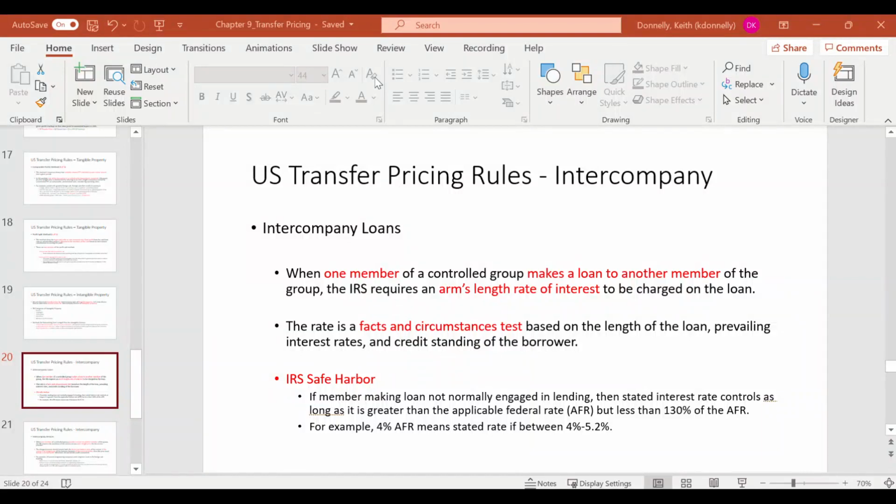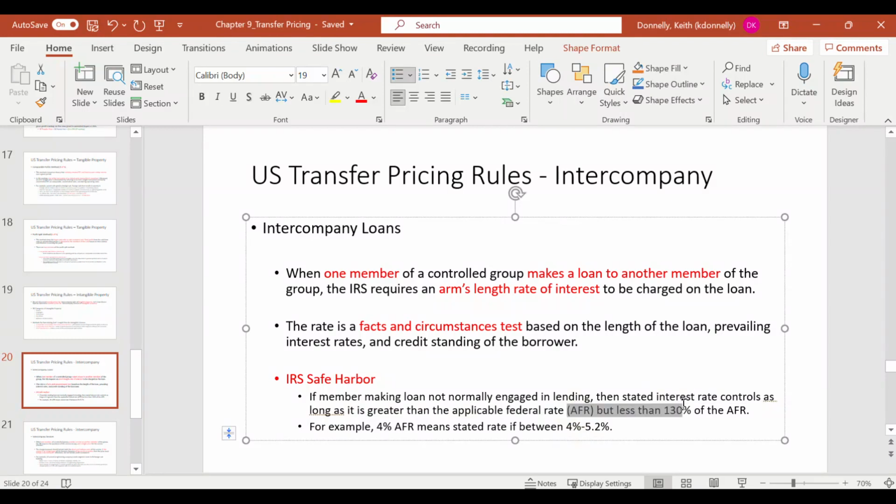One of the things here, if you were setting an interest rate on a loan, is that the IRS has a safe harbor, which basically says if a member making a loan is not normally engaged in lending, then the stated interest rate controls, hey, that's an acceptable interest rate, as long as it's greater than the applicable federal rate, but less than 130% of the applicable federal rate. So as long as you're basically within the realm of reason, right, what's going on in the open market with the applicable federal rate, we're going to say that that's an okay interest rate.